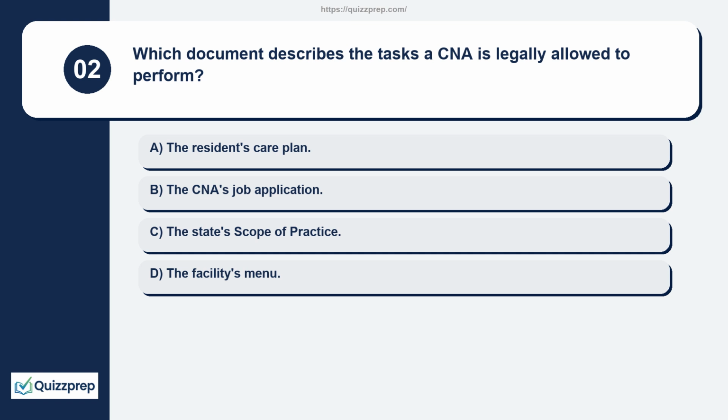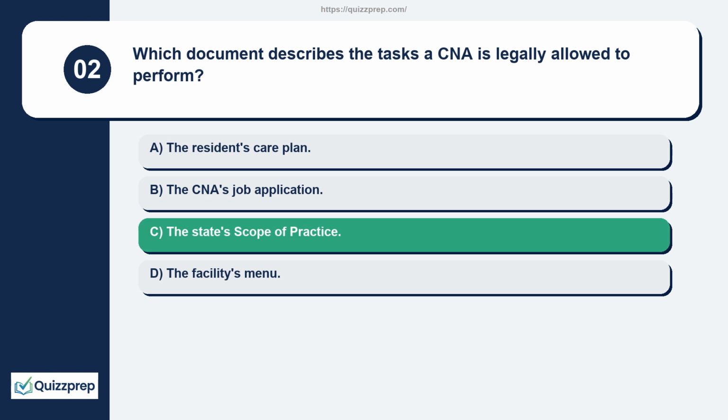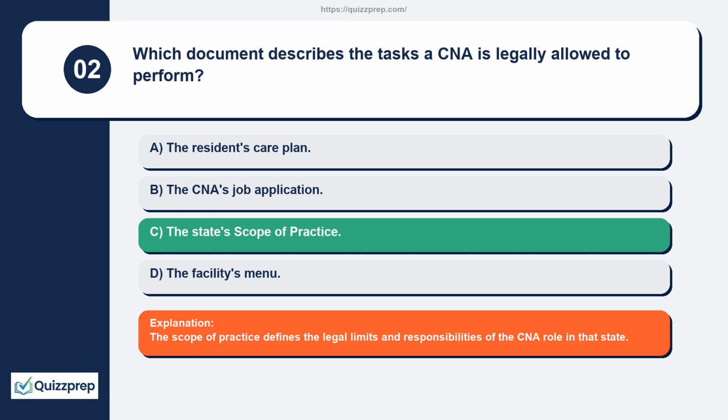Question 2. Which document describes the tasks a CNA is legally allowed to perform? The resident's care plan, the CNA's job application, the state's scope of practice, the facility's menu? The scope of practice defines the legal limits and responsibilities of the CNA role in that state.